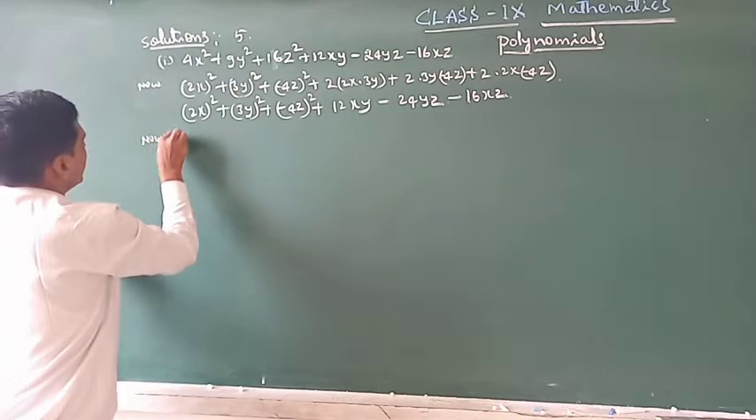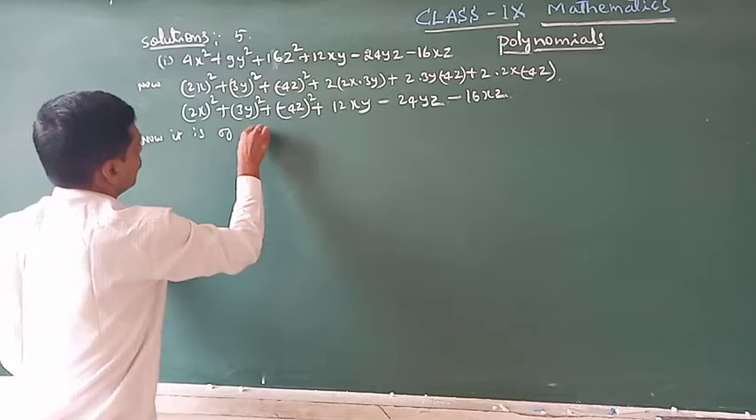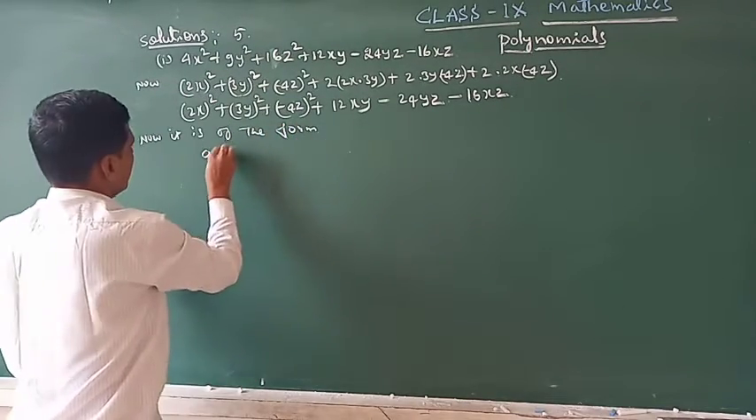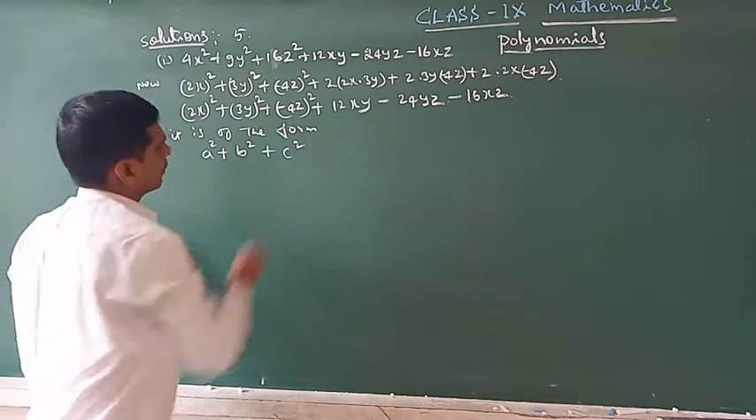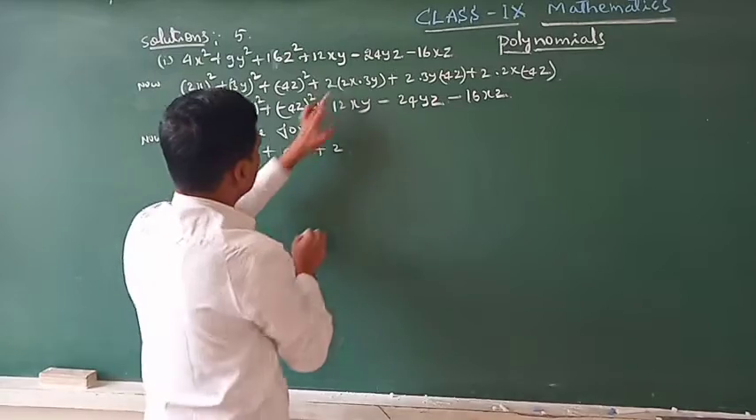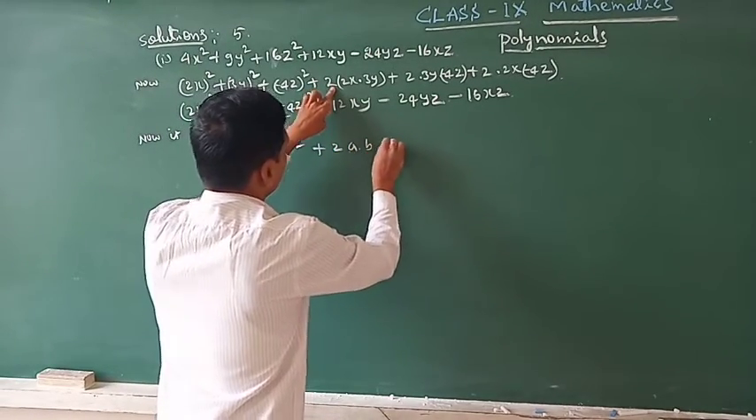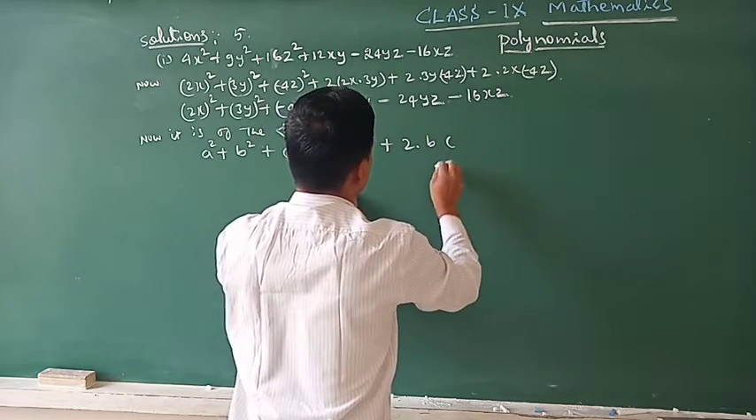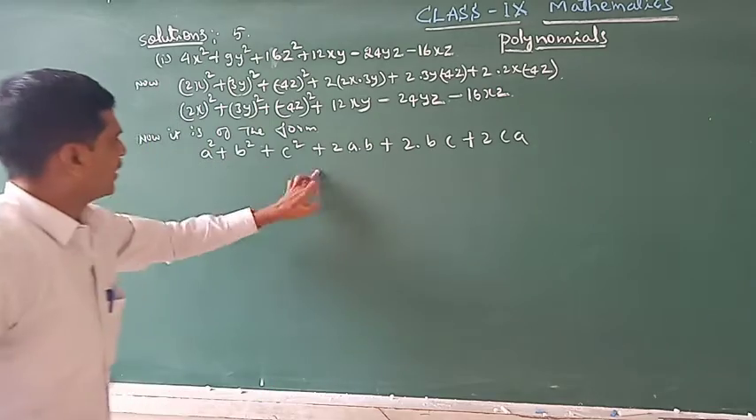So now it is of the form, as you know, a plus b plus c whole square means a square plus b square plus c square, plus here it is 2 into a b, 2ab, plus 2 into bc, 2bc, plus 2ca. It means one identity came.